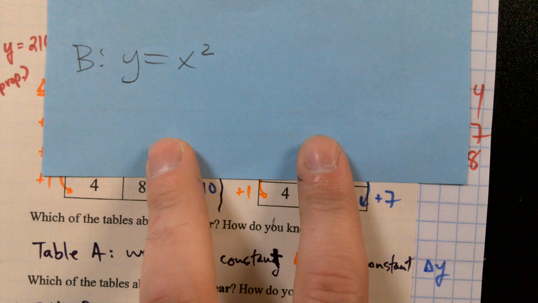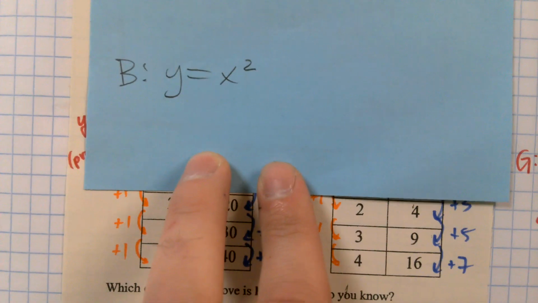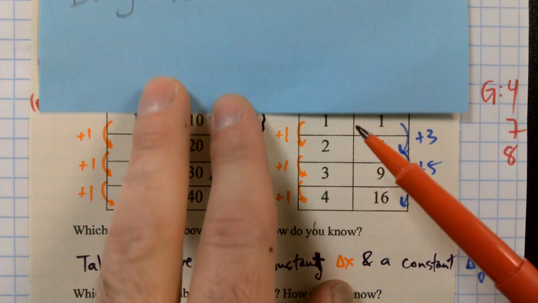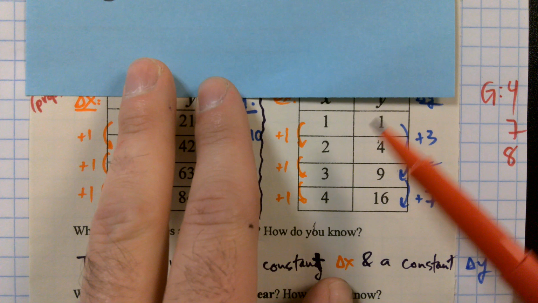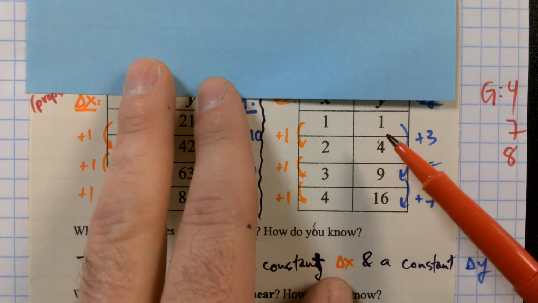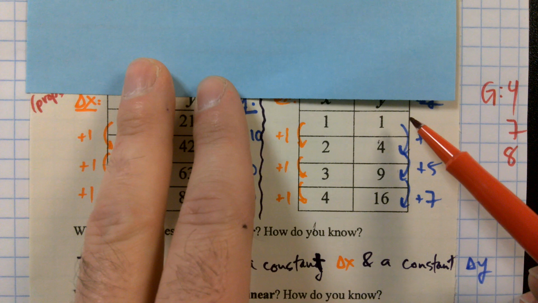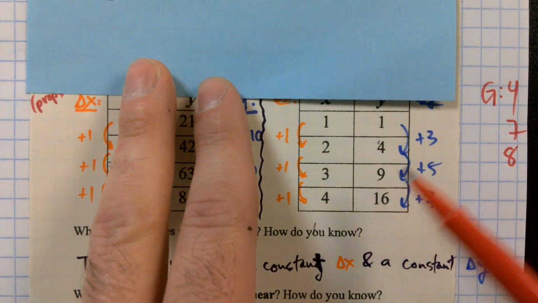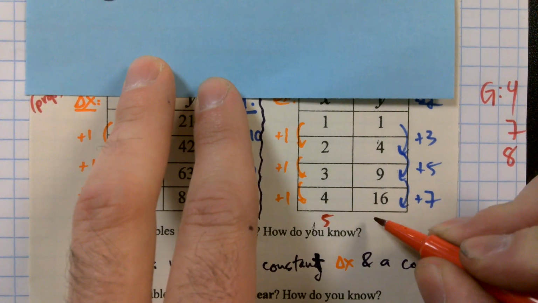Take a look. Here's the equation for that relationship. y is equal to x squared. So let's go one by one. What is 1 squared? What is 2 squared? We're not listening. What is 1 squared? What is 2 squared? What is 3 squared? What is 4 squared? What would the next point on here be?